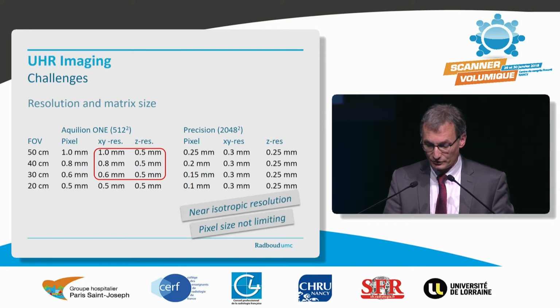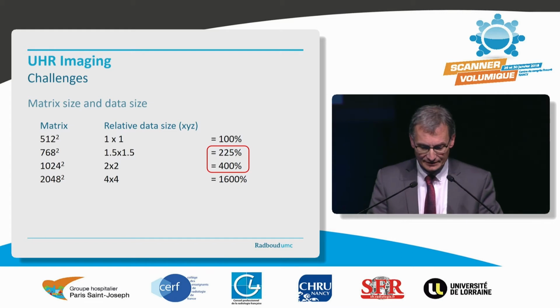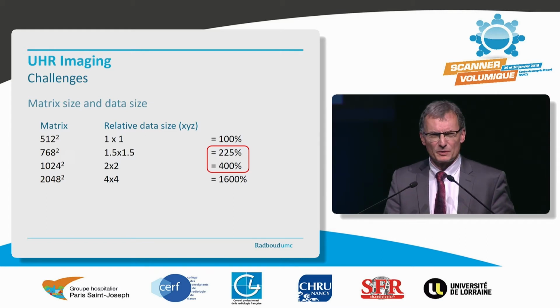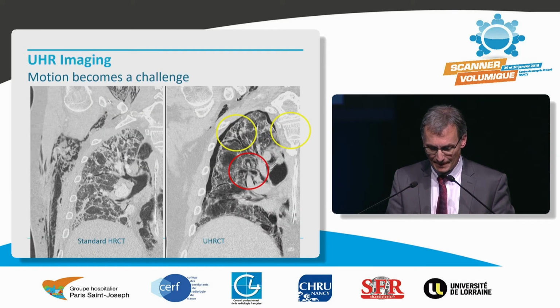We can actually go to even higher matrix sizes, to 2048, and that actually gives us near isotropic imaging, and pixel size becomes no longer limiting, as you can see. The problem there is, however, that the relative data size kind of explodes. So for clinical purposes, we're usually ending up around 1K matrices, or in future maybe 768, which is a really good balance between image quality and the amount of data we are generating.